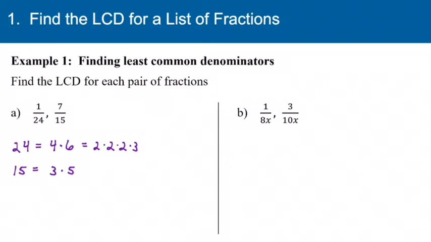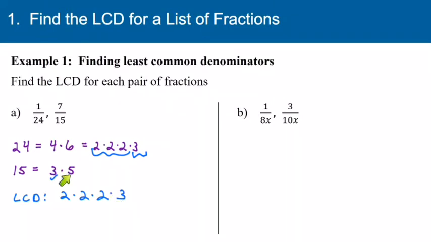Okay, now we're going to build our LCD. So the rule is we list each factor the largest number of times it occurs in any one denominator. So I'll start with the 2. I have 3 2's in this list and none in this list. So the largest number of times the 2 occurs is 3 times. So I put down 2 times 2 times 2. And then I'll go to the 3. The 3 occurs once here and again here. The largest number of times the 3 occurs in either list is 1 time. So I'll put down the 3 once.